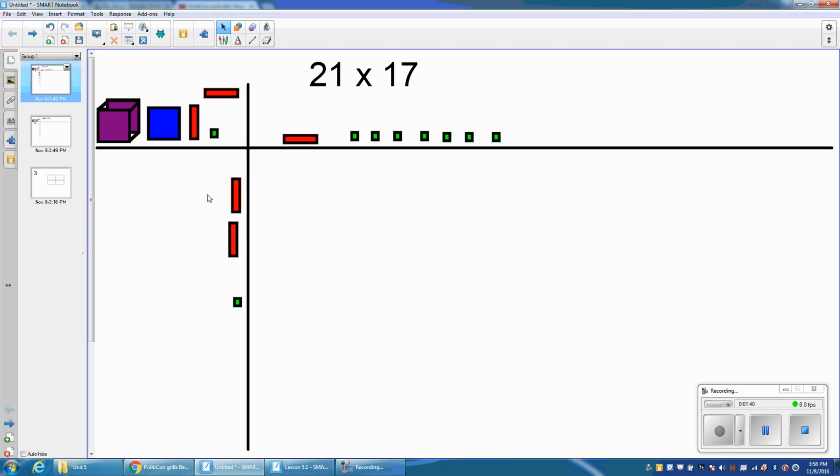The first thing we need to do here is multiply our 20, our two tens, by our 10. So 10 times 10 is 100, and then again 10 times 10 is 100. So what you're really saying is this 20 times this 10 is 200. The next thing you'll do is this 20 times 1, which is 20.